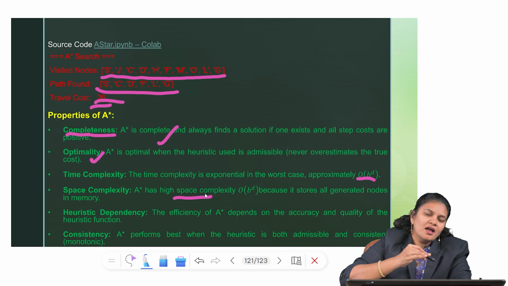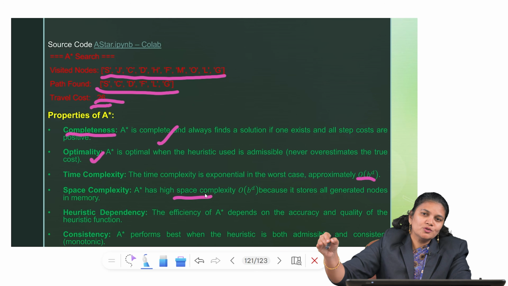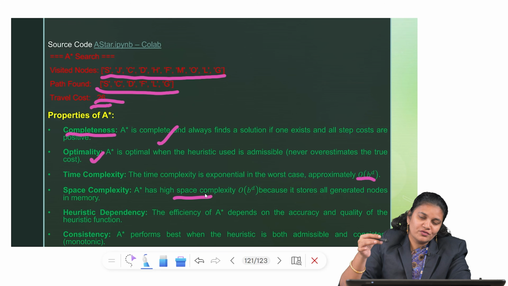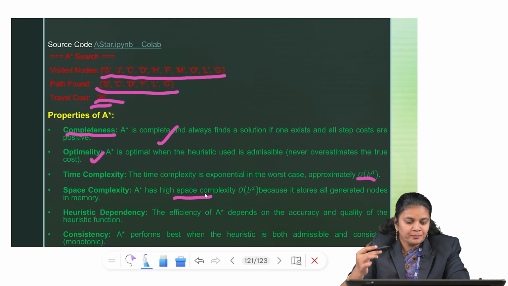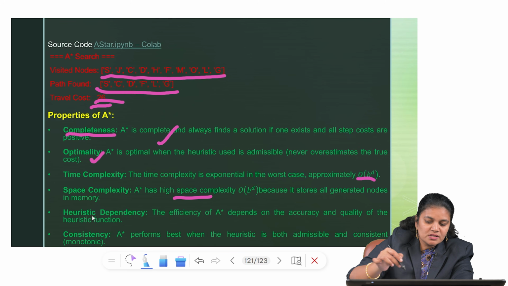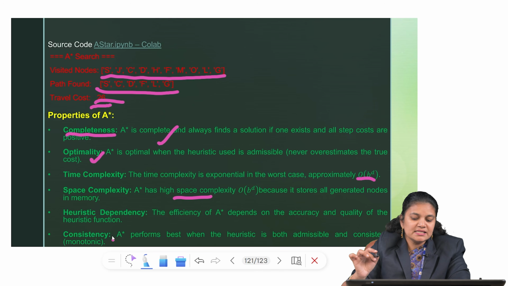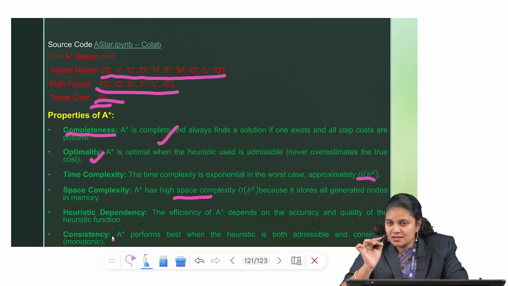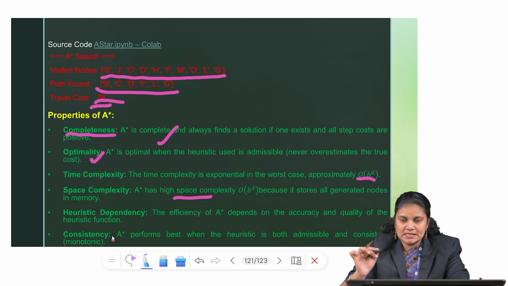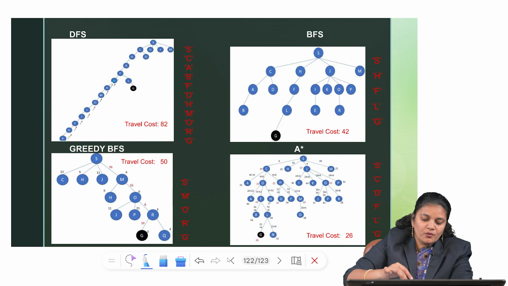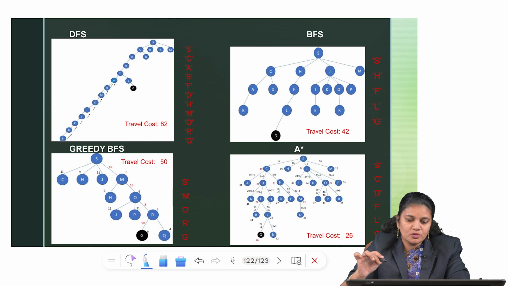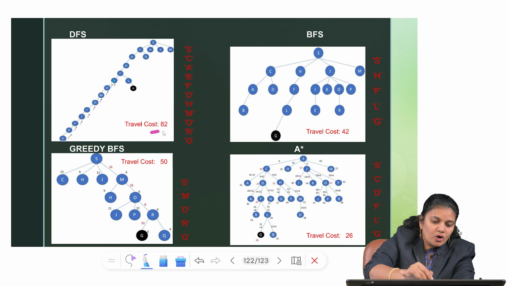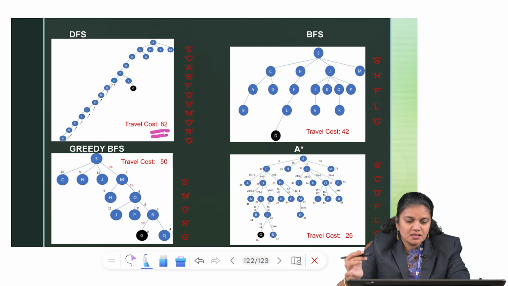We have seen that unless we are moving towards the path, we are exploring a lot of things and saving them into our memory. It depends on the heuristic value, and consistency is very good. If the heuristic value is admissible, then we can tell that the A star algorithm is very optimal and very consistent to rely on. Now we can compare all the 4 different algorithms. In DFS, we got the travel cost as 82.